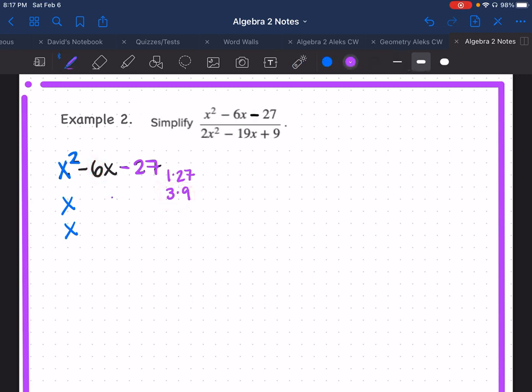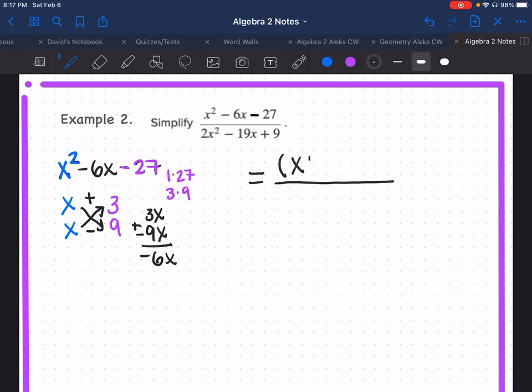So let's go ahead and put that. And remember, since we have x and x, it really doesn't matter where we put the 3 and where we put the 9. So 3 times x is 3x, x times 9 is 9x. I need to add them together and get negative 6. Well, that would mean the 9 would have to be negative, making this a minus and this a plus. So here is my first factored polynomial, x plus 3, x minus 9. Let's go ahead and take our second polynomial in the denominator, and let's factor it.